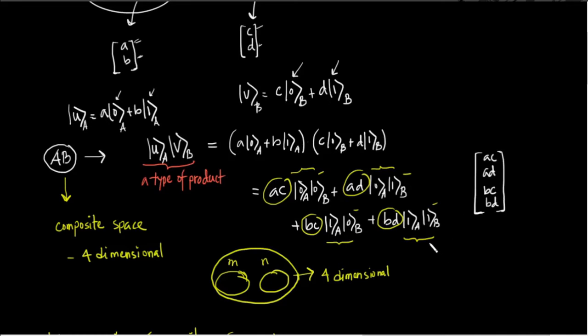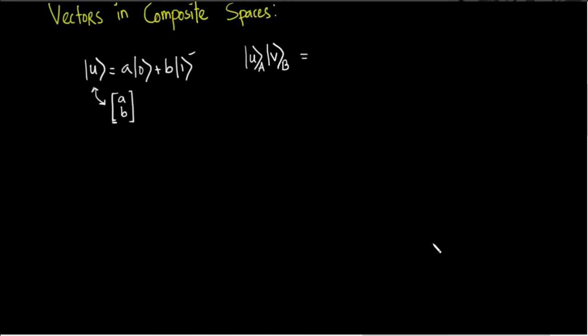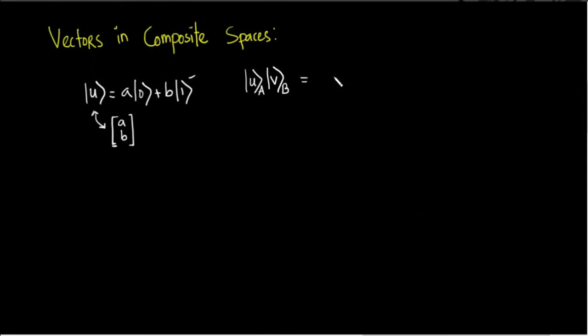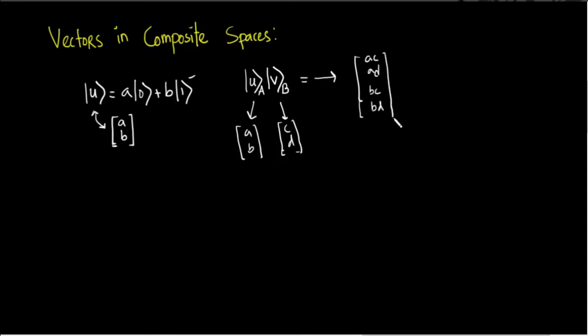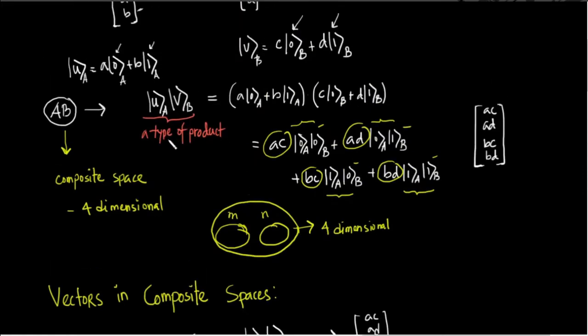Okay. So if we had a U that was a column vector AB, and if we had V that was a column vector CD, then the composite vector UV would be the column vector AC, AD, BC, BD. All right. So to denote vectors in this composite space, we formed a product previously. This was a type of product.